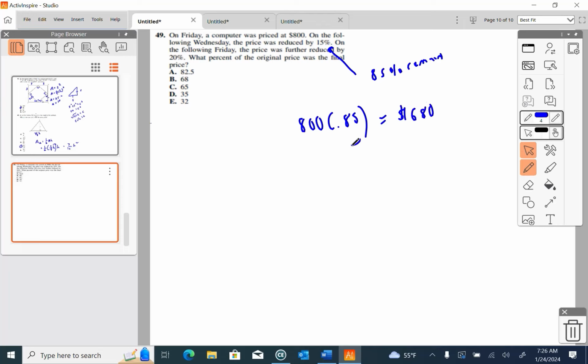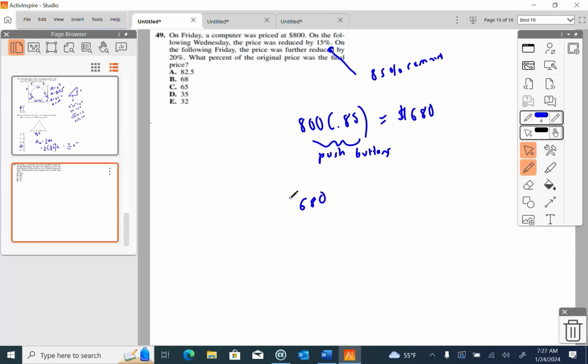You know, you can always push buttons. Anyways, the reason I did that is because 10% of 800 is 80, so 5% would be 40, that's 120. 800 minus 120, $680. On the following Friday, the price was further reduced by 20%.